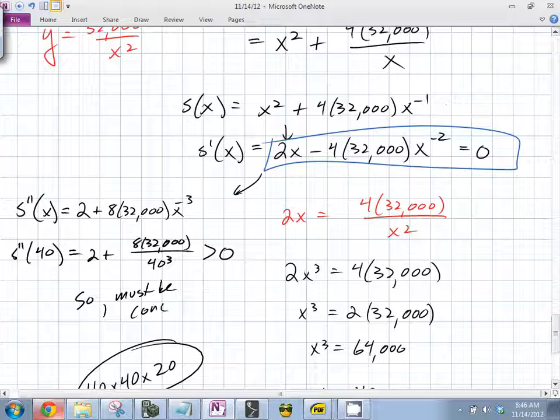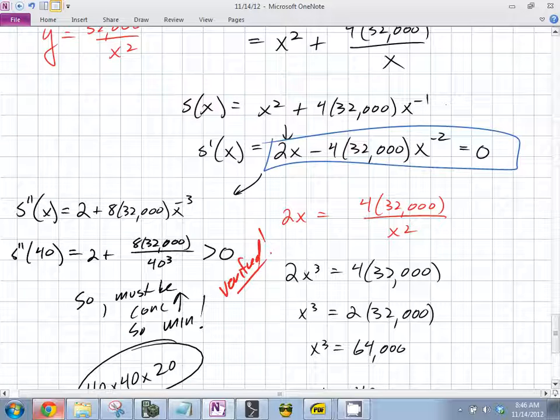You have to make a judgment call. You can do the first derivative test, which is plug in something to the left and right. Or if the second derivative is really easy to find and evaluate, use the second derivative test right there.